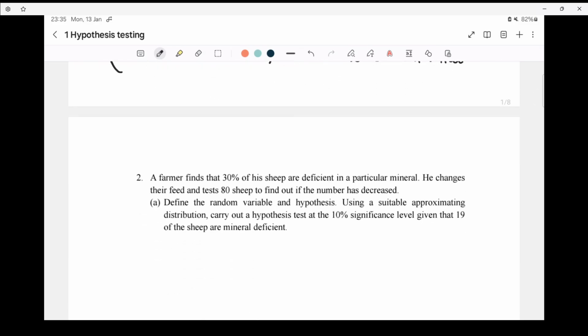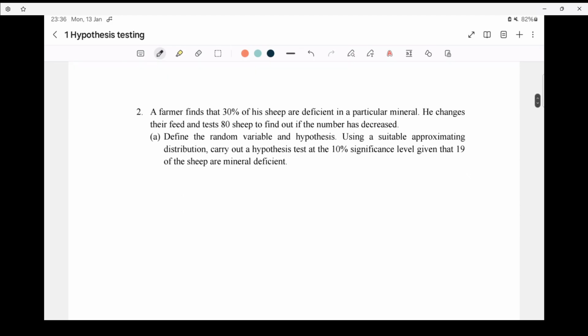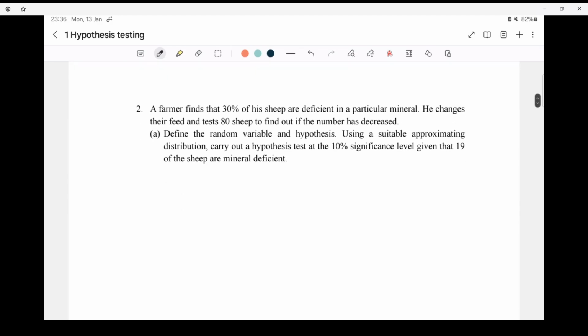Okay, so let's look at question 2. A farmer finds that 30% of the sheep are deficient in a particular mineral, changes the feed and tests 80 sheep to find out if the number has decreased. Define the random variable and hypothesis. Use a suitable approximation and carry out hypothesis tests, given that 19 are mineral deficient.